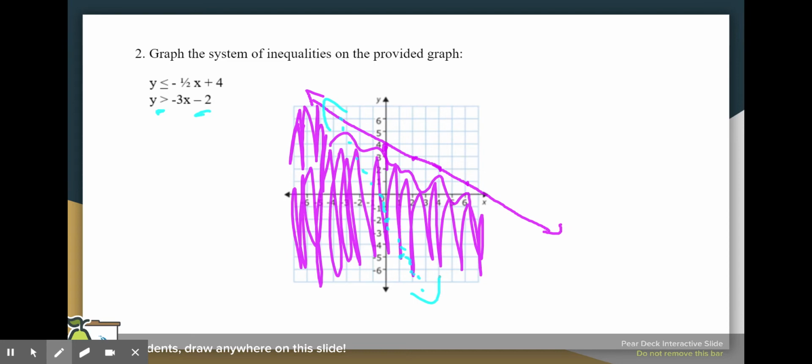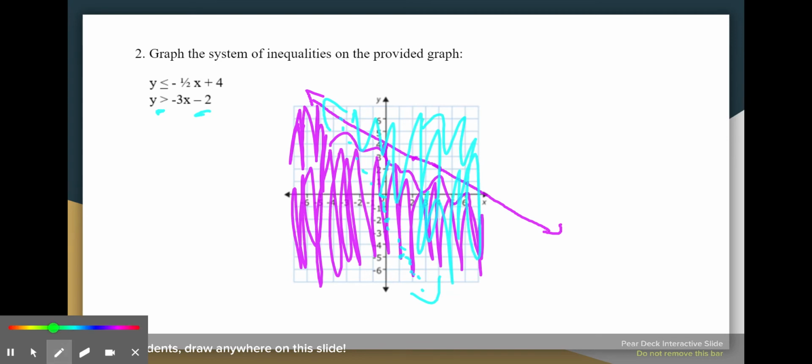And then y is greater than, so that means if I put my pen anywhere on my line, I'm going to shade up. So it's like all of this area. So the actual solution area, you can erase the rest or you can just shade in the part that's both colors, and that's this part. So this part is the solution to our system.